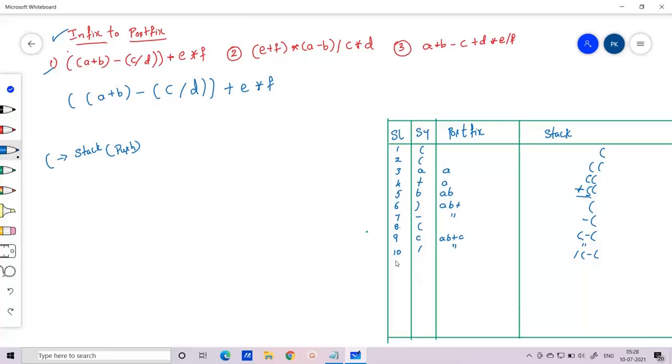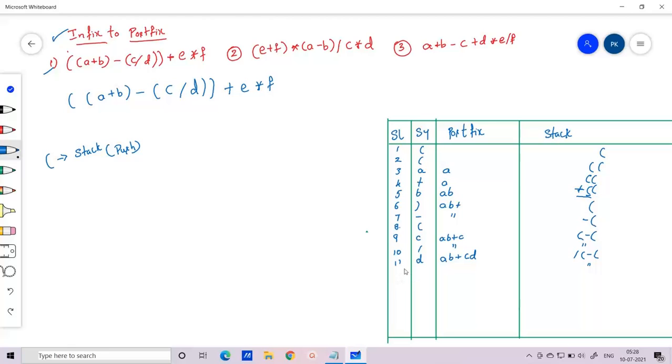Next, we have the 11th character, which is D. D is an operand, so when you see an operand, we write it into the postfix expression. So I'll get AB plus C and D. And the stack will remain as it is.